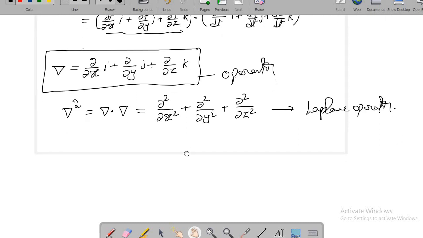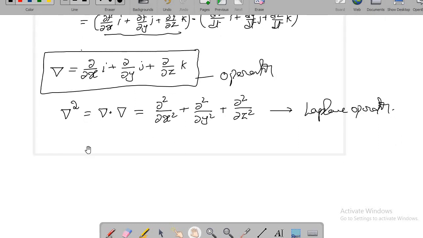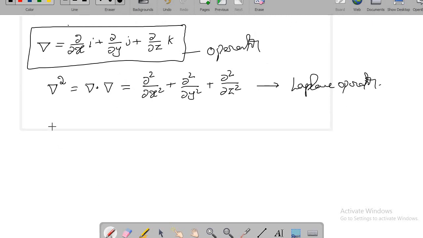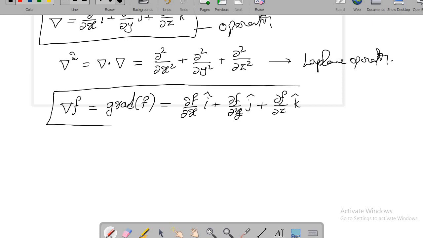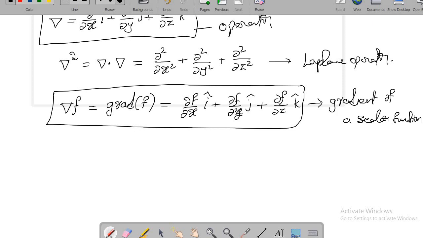Now let us see what the action of this operator is on a scalar field as well as on a vector field. Now if you take del acting on f, this is what we write as grad f, which is how the gradient of a function is defined. Gradient of a scalar function. To understand this, let us look at a problem. Let's say we're asked to find the gradient of 2xy plus z square plus 1.